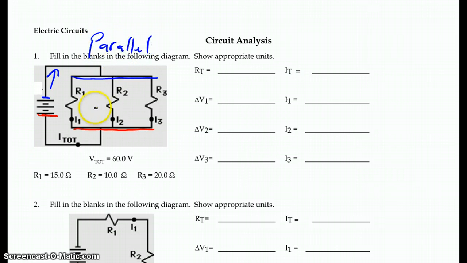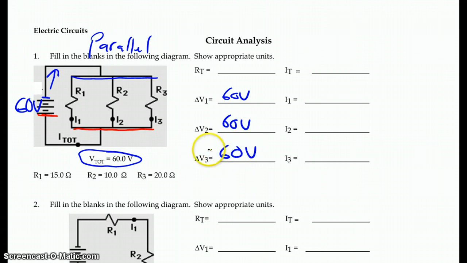Okay, now we know in parallel the potential difference is all the same. We know from here that the total potential difference at the battery is 60 volts. Therefore, delta V1 is 60 volts. Delta V2, change in potential difference, is 60 volts. And 60 volts, they're all the same.